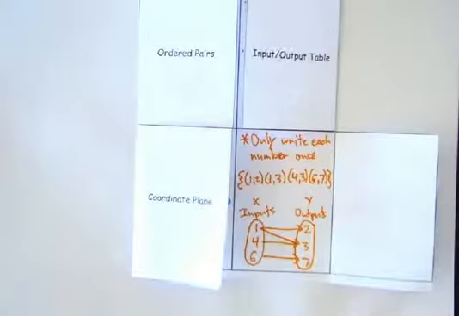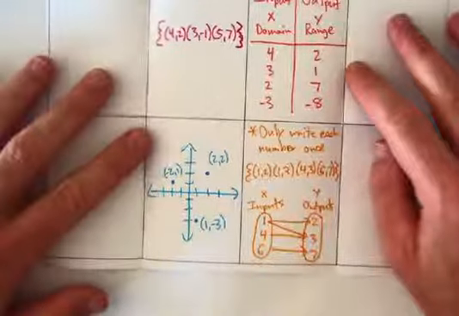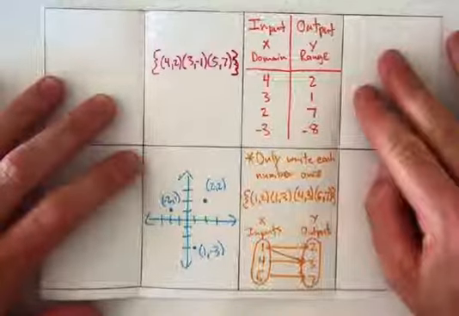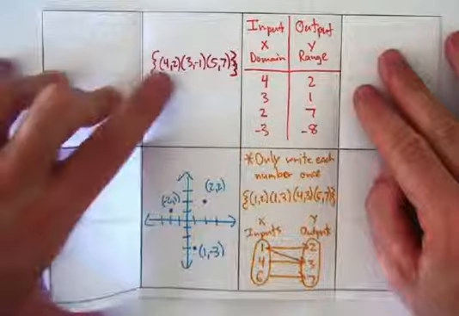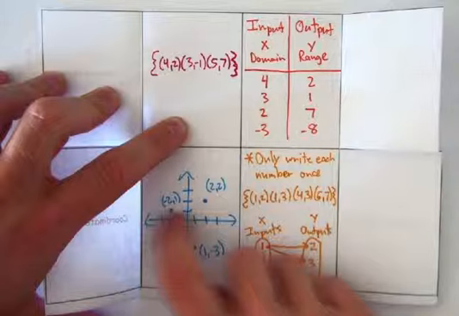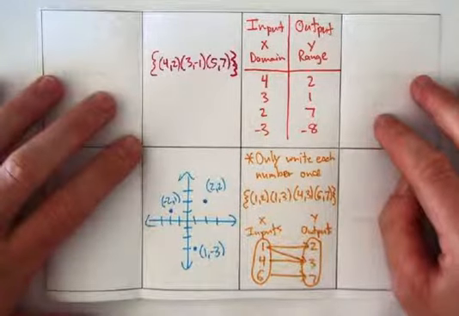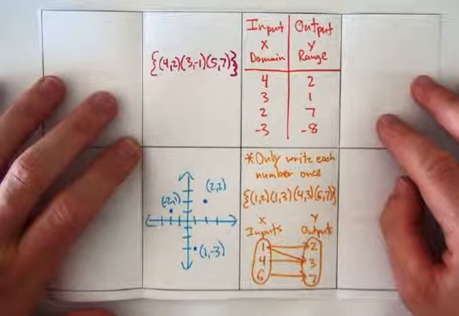So when you look at all 4 of these, ordered pairs, input-output table, it's clear that what we're describing is a relation where we have a set of ordered pairs. There's an x and a y, x, y, x, y, and so on, right? Those are relations.